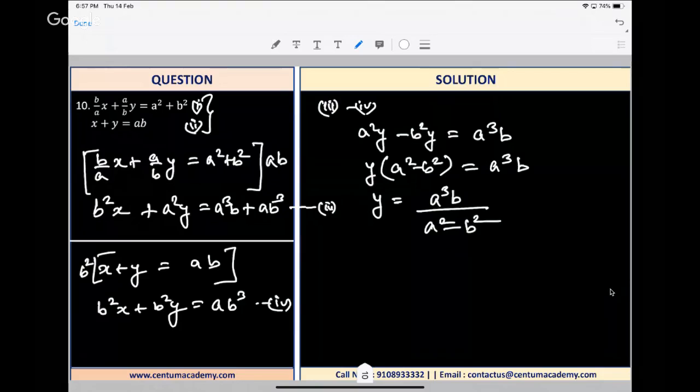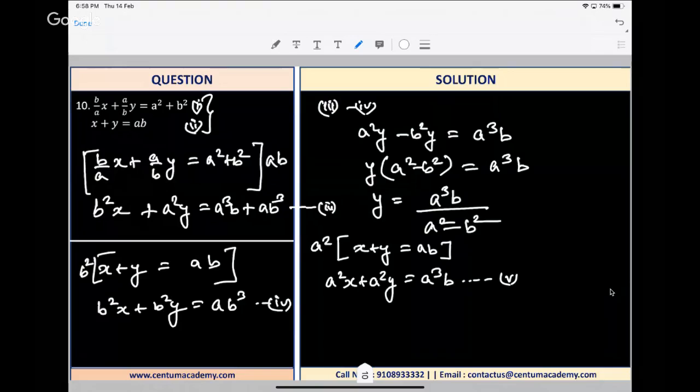Now, to get x, do not substitute it. Rather, again use elimination. So how will you eliminate? Now you multiply the second equation by a square. So you will do a square times x plus y equals ab. Hence you will get a square x plus a square y is equal to a cube b. This is equation number 5.